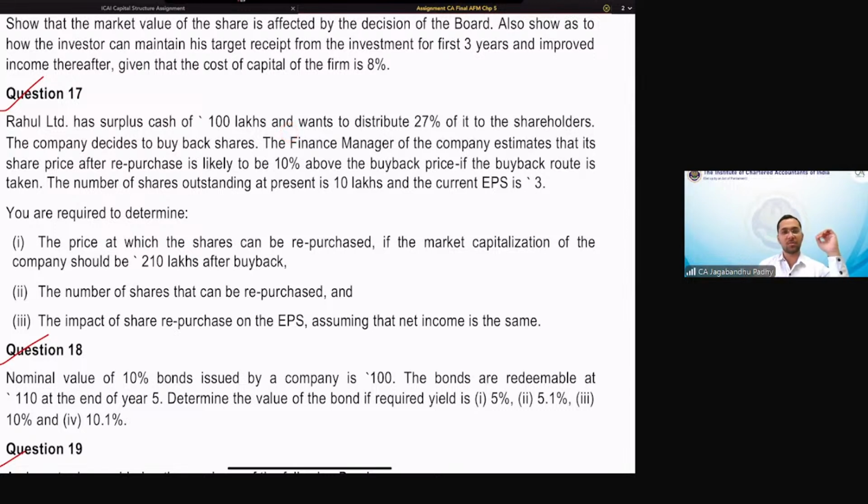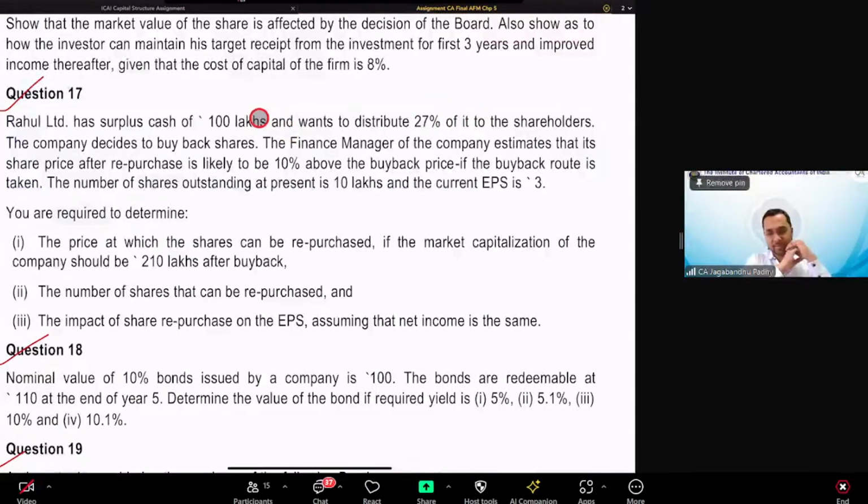What is the amount of distribution that the company is looking for? Can I say 27% of 100, 27 lakhs? The company decides to buy back the equity shares. So the company wants to buy back shares by paying this 27 lakhs.